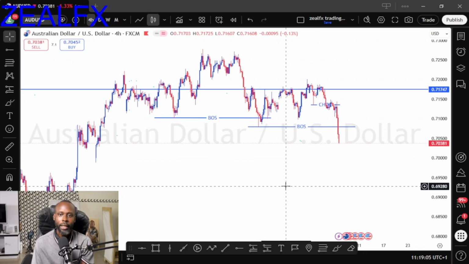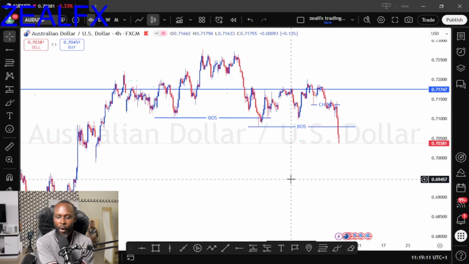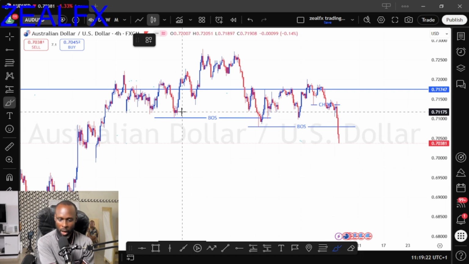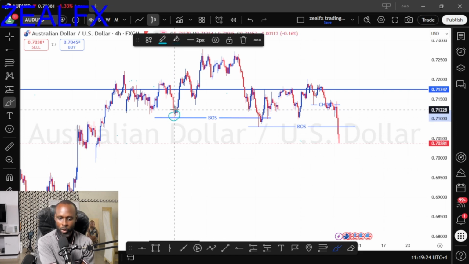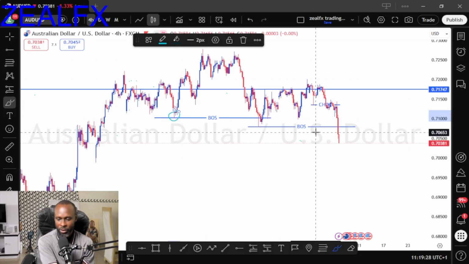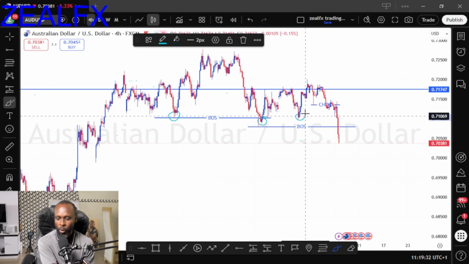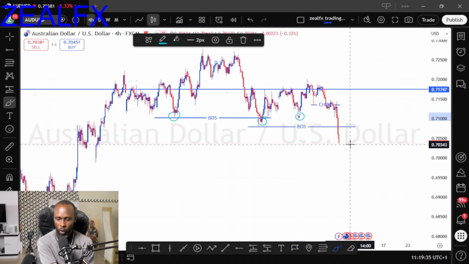So let's look at our next pair, which is the Australia USD. The Australia USD on the 4-hour time frame is clearly on a downtrend. We can see that price has broken the major structure for the Australia, which is this level. You can see that price has broken this level, which indicates a shift in trend, and a break of price below this area is a confirmation for a bearish trend for the Australia USD.